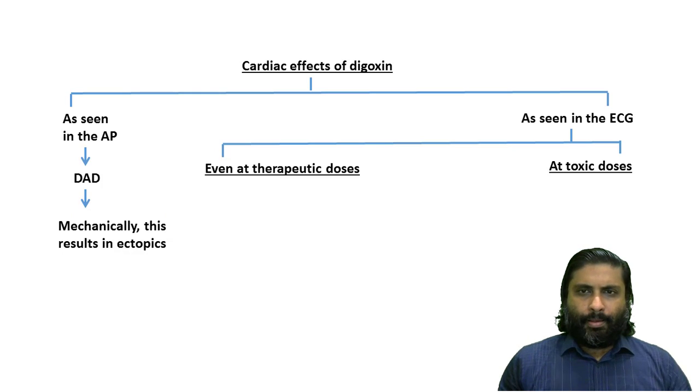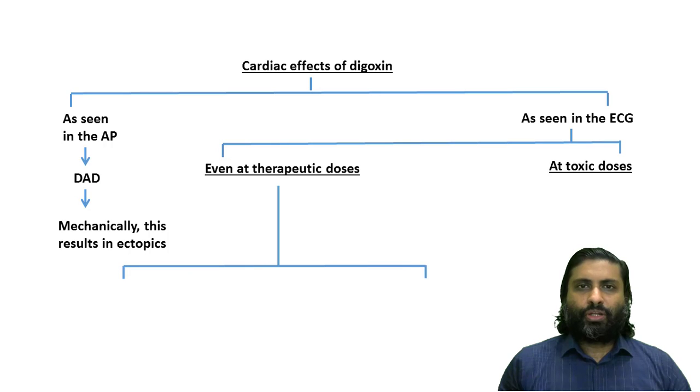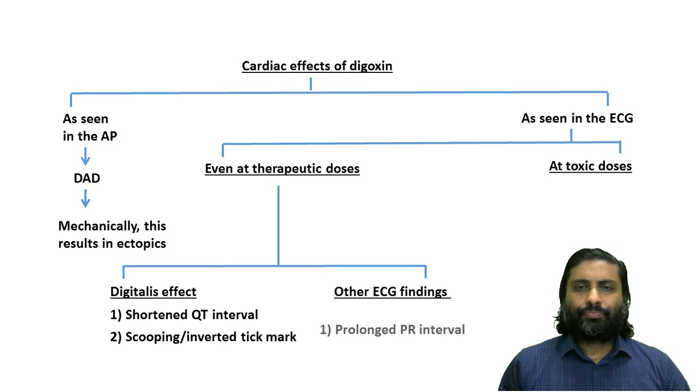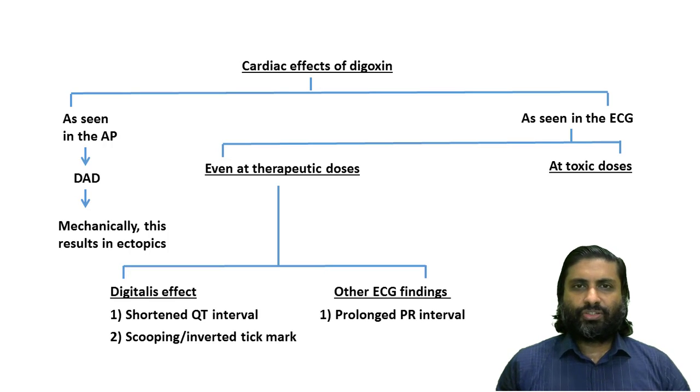So, the effects of digoxin on the ECG, even at therapeutic doses, would include the digitalis effect, which would include changes such as a shortened QT interval and scooping sign or reverse tick sign, as well as other changes such as a prolonged PR interval. So these are the changes that we would expect in the ECG even after a normal therapeutic dose of digoxin.